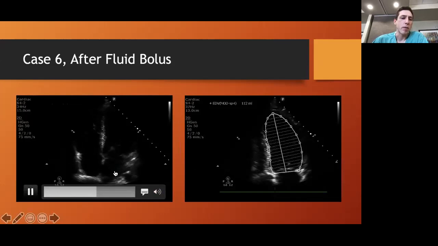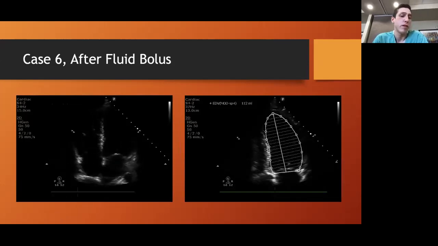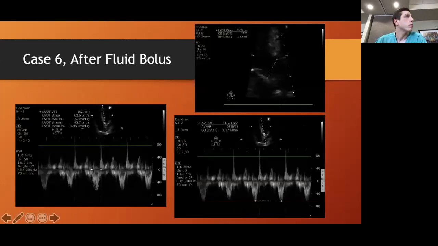But on his apical 4 window, you can see that he has reduced RV and grossly reduced LV function as well. And when his ejection fraction was formally measured, it was about 15 to 20%. And this is a patient who has no previous history of heart failure. And when we measure his LVOT VTI, it's also reduced once again at 10 centimeters.